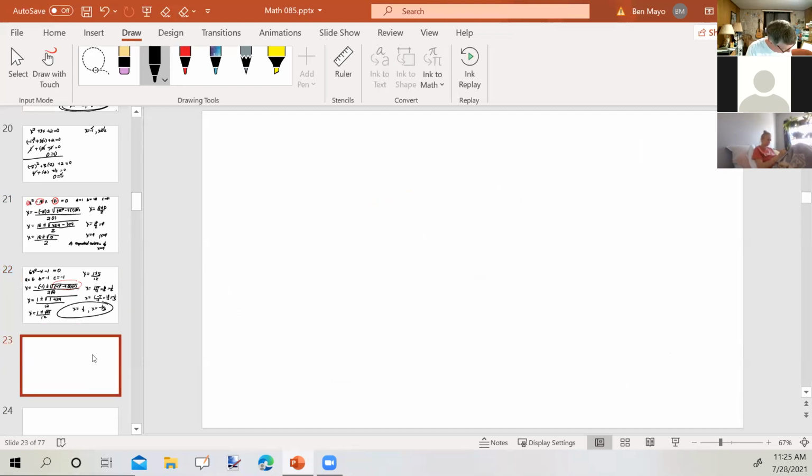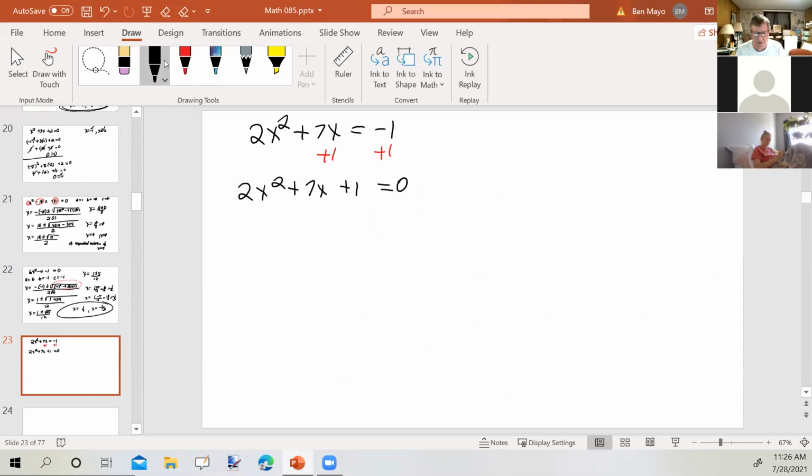Now, let's take a look at this problem. 2x squared plus 7x equals negative 1. This is not in standard form. So what I'm going to do first of all is add 1 to both sides of the equation so that now the equation is in standard form. Okay. For this problem, A is 2, B is 7, and C equals 1.